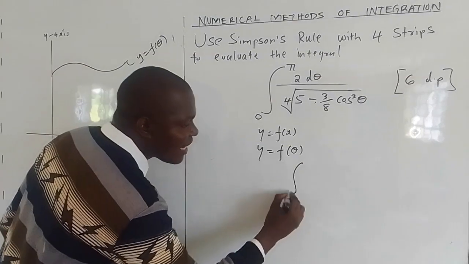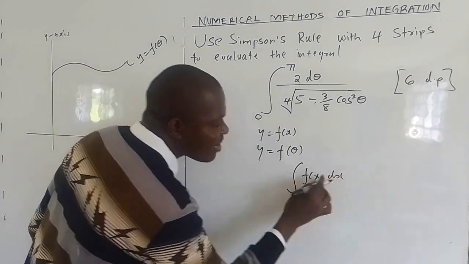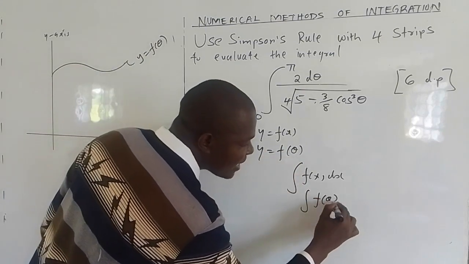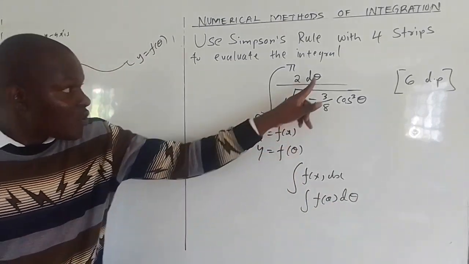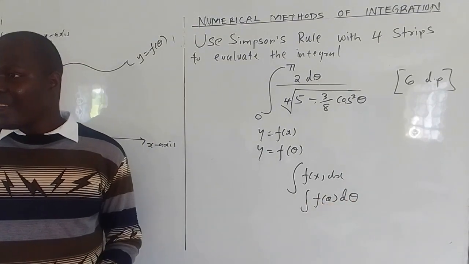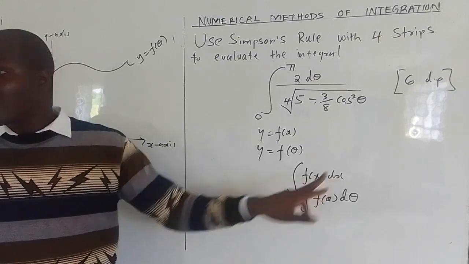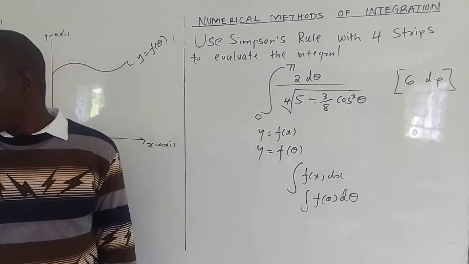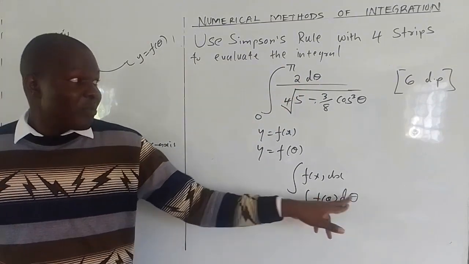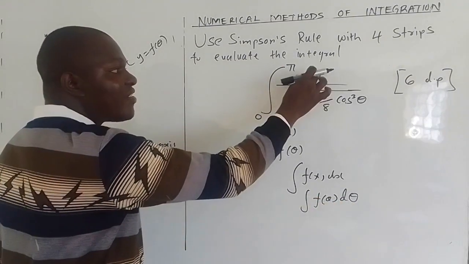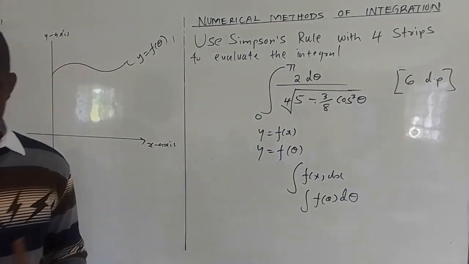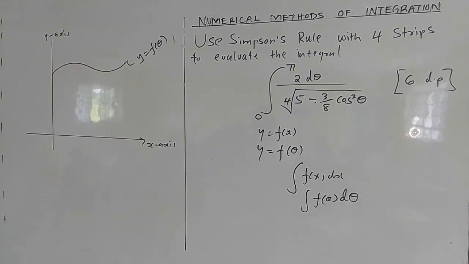Because when you are integrating f of x dx, that is a function of x. So when we are integrating f of theta d theta, because instead of x we are now having theta. Are we together? For you to get the area, you are integrating the function f of x dx, isn't it? But now our function is not x, our function is theta, meaning we are integrating f of theta d theta. Meaning if you remove the d theta, everything which is left there is the function of theta. Are you getting the idea?